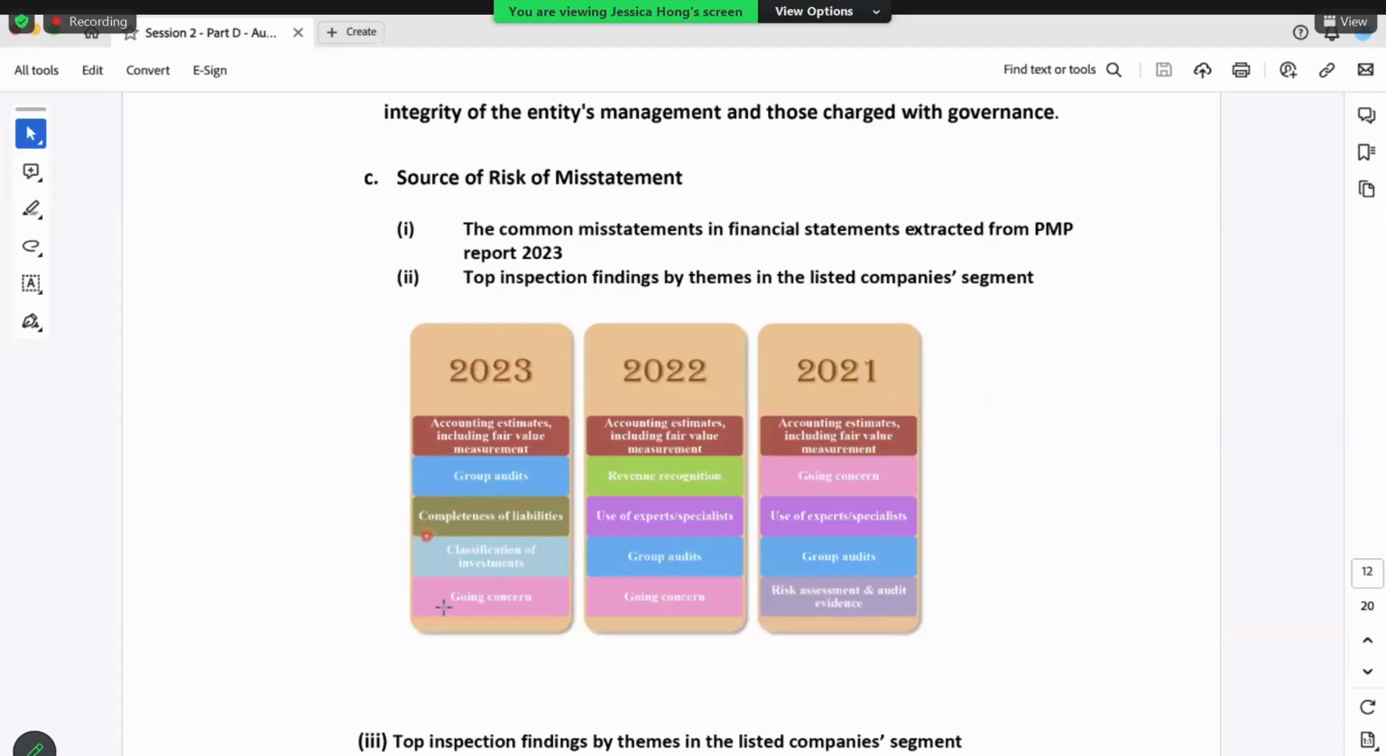You can see that in the past, these are some of the top inspection findings. Accounting estimate is one of them. Group audits. That is why you can see for ASR exam, group audits are also a popular question. And our last sitting, which is December 2023, group audits was actually tested. Completeness of liabilities, so this is one of the new findings for 2023, how we classify investment, and also going concern.